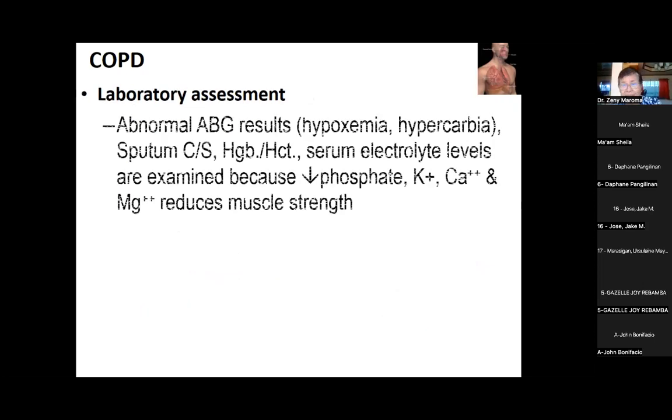Okay? Laboratory assessment. Of course, there is abnormal ABG. Sabi nga natin, there's retention of carbon dioxide and there's hypoxemia. Sputum culture. Bakit kailangan natin ng sputum culture? Para ma-identify anong mikrobyo, what microorganism will grow on that culture medium, para malaman natin which antibiotic will be given to the client. So, siyempre, bibigay natin antibiotic na sensitive. Yung mikrobyo sensitive to that antibiotic; yung resistant, hindi dapat ibigay kasi resistant naman pala doon yung mikrobyo.